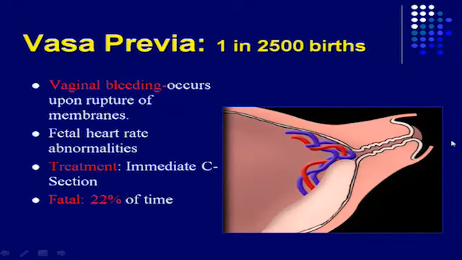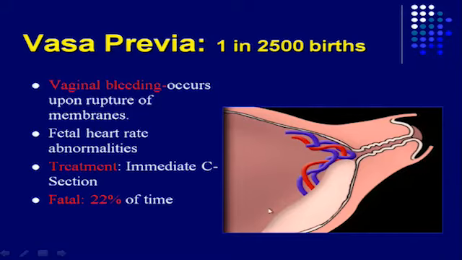Vasa previa is about 1 in 2,500 births. Vaginal bleeding occurs upon rupture of membranes. You have fetal heart abnormalities. You have to have the C-section because you can have a baby that dies 22% of the time if this is undiagnosed. This is the one we worry about.